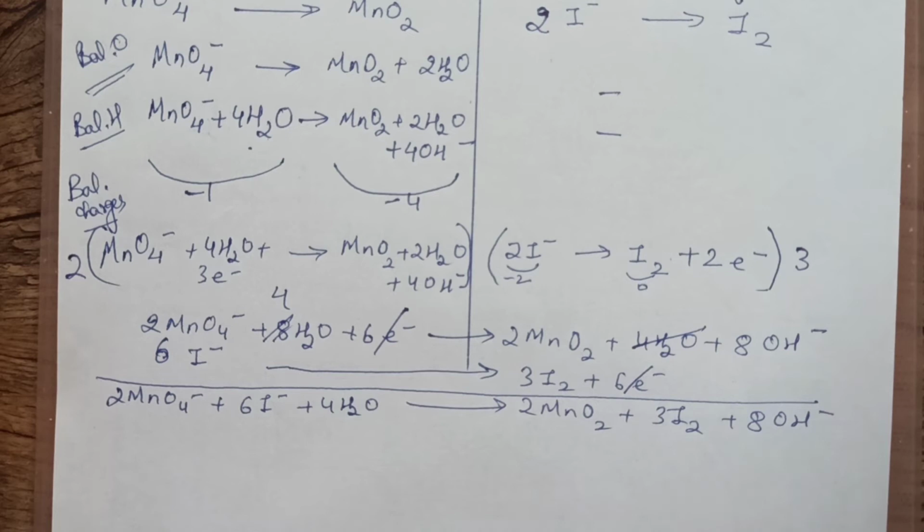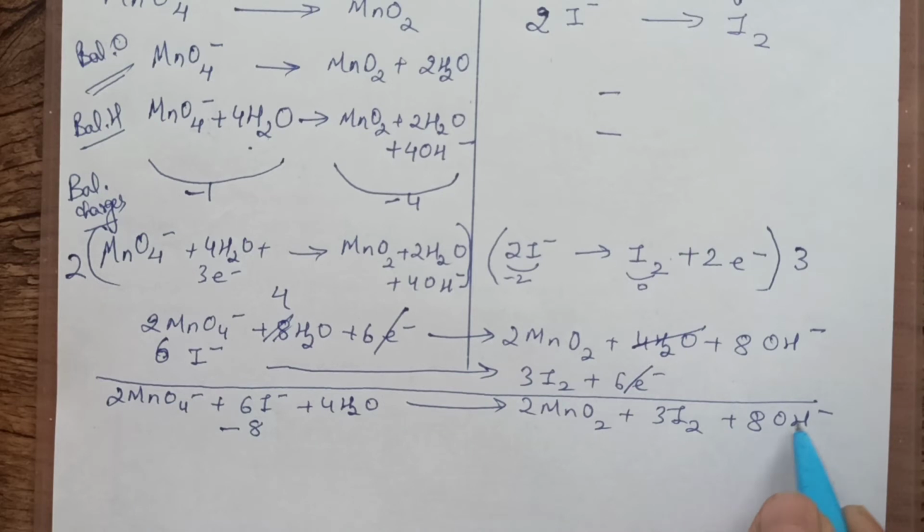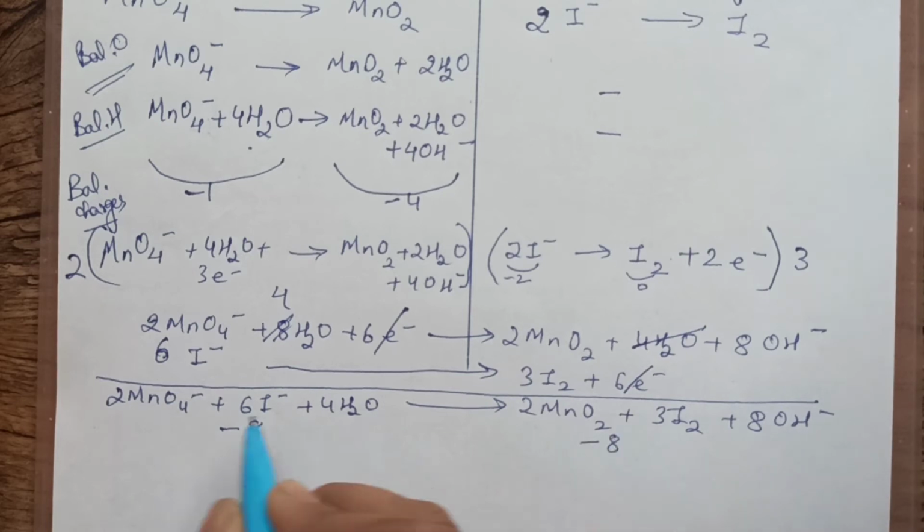You can check yourself whether your answer is right. Left hand side, what is the charge? -2, 2 into this, minus 6. So total is -8 on the left hand side. Right hand side also 8 into -1, -8. You can check all the elements are also correct. So the answer is correct.